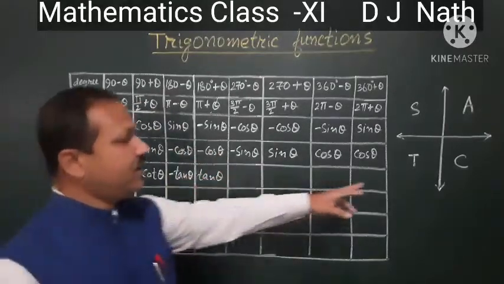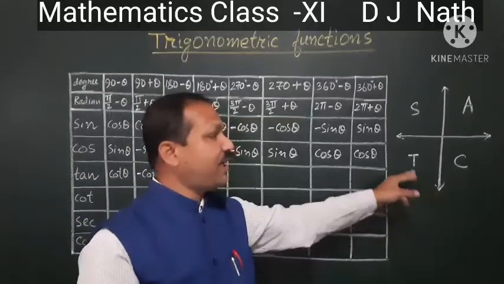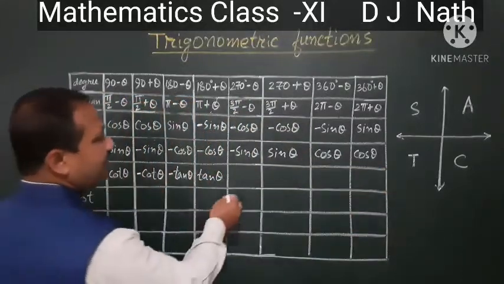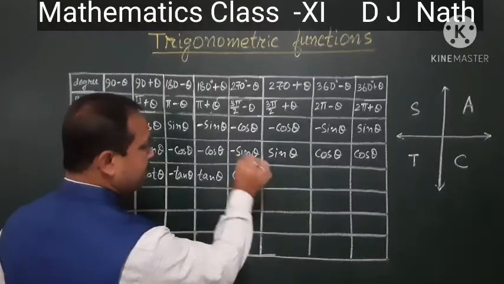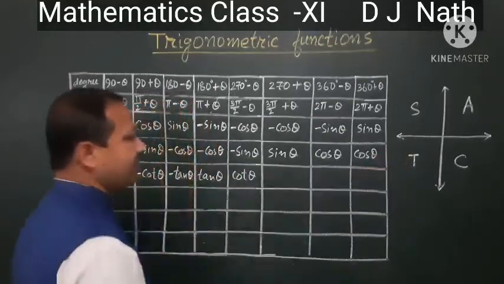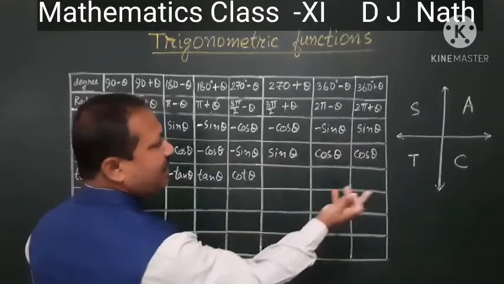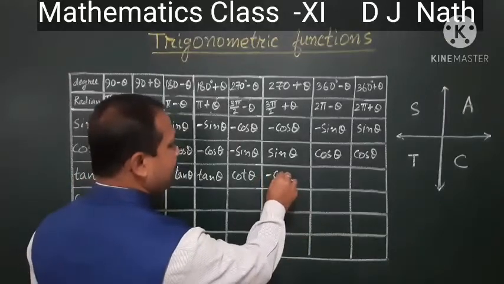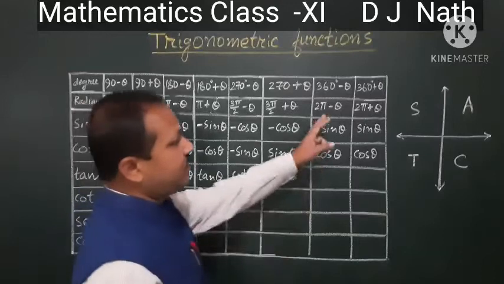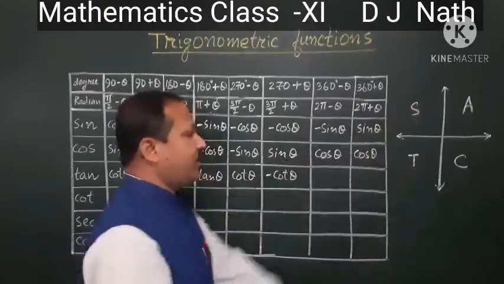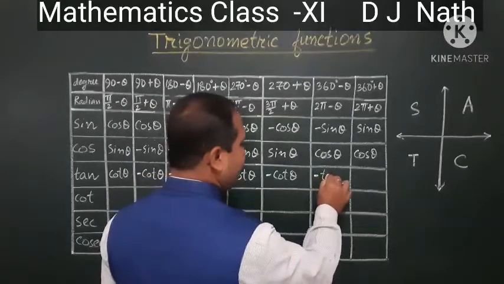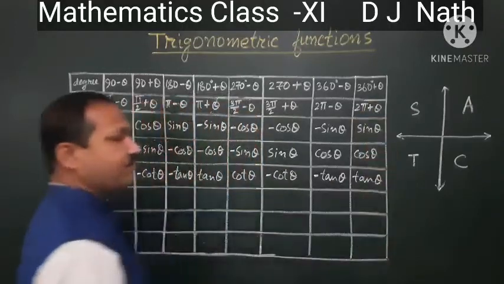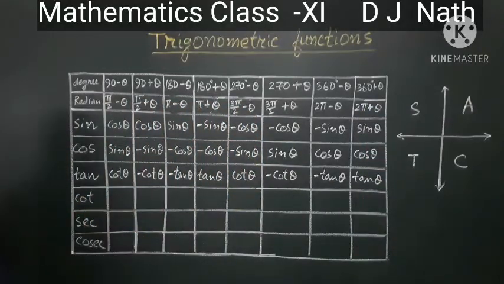Now the same way, if we use 270 minus theta or 3 pi by 2 minus theta, then tan will change into cot theta, because tan is positive in the third quadrant. 270 plus theta is the fourth quadrant, negative, so it will become minus cot theta. When you use 360 minus theta, it is also the fourth quadrant, so it is minus tan theta. And this is tan theta, where all are positive. Same way for the others also.